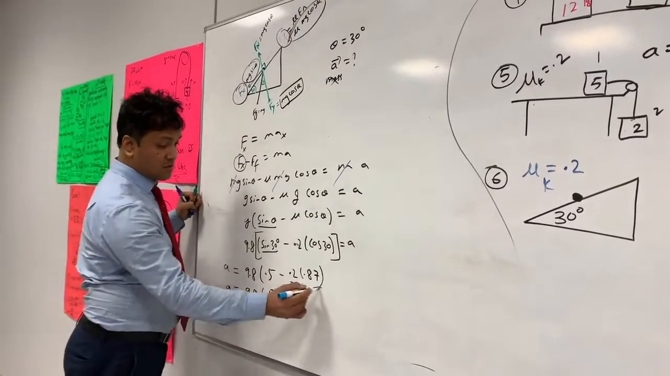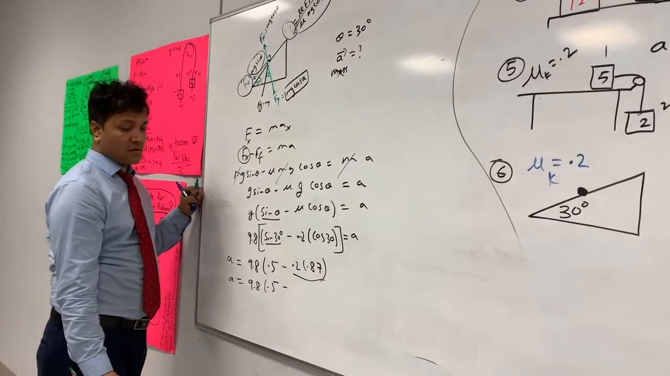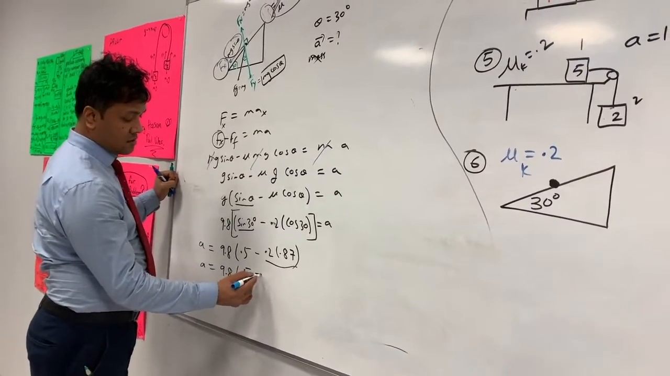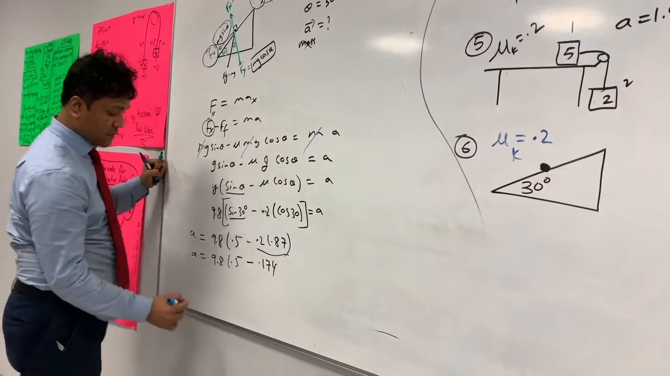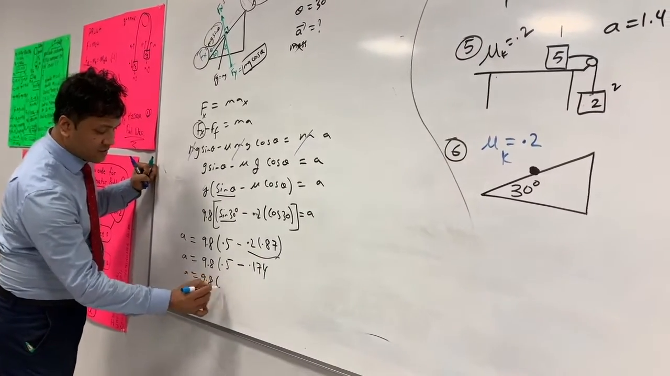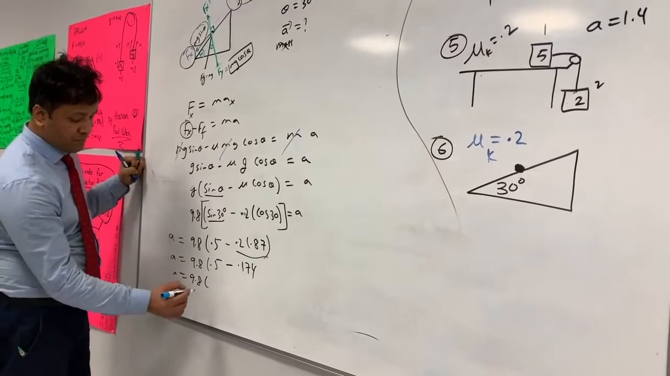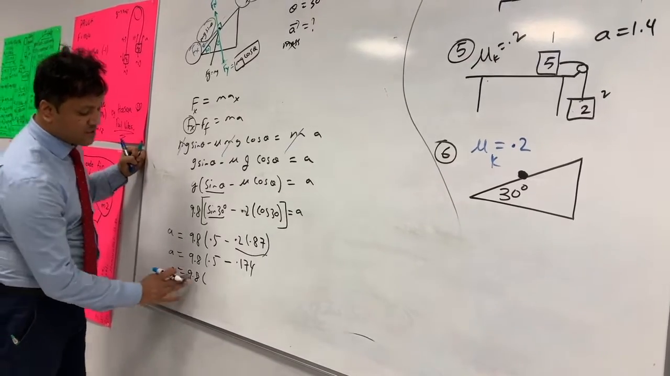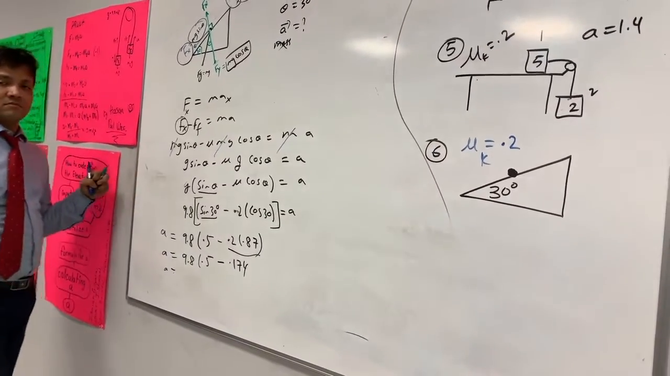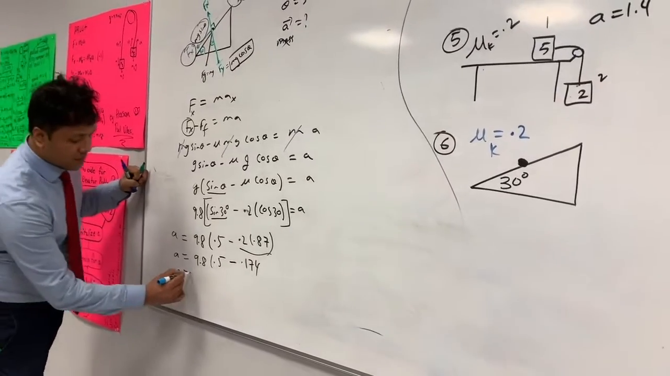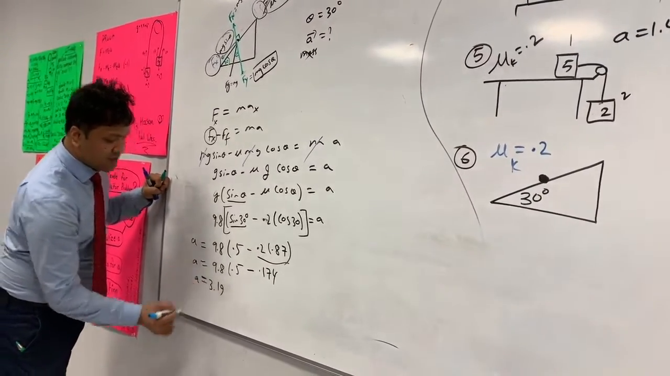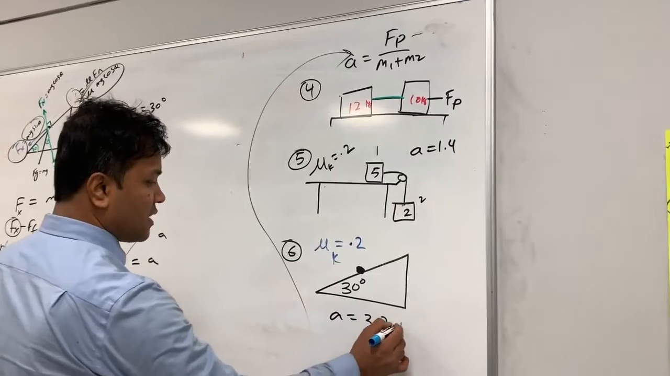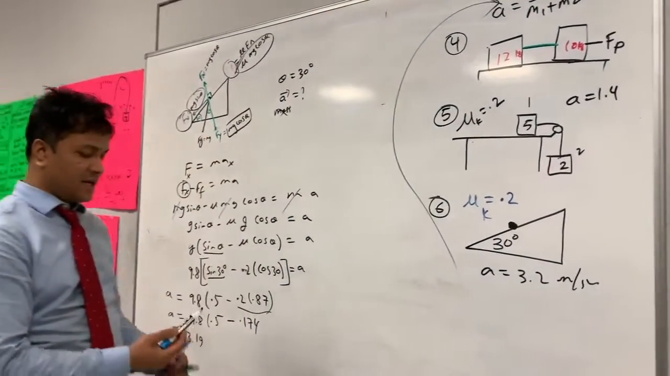Let me see. 0.2 times 0.87 is 0.174. So the acceleration is 9.8 times the difference, which is 3.19. So the acceleration of this system is 3.19, or 3.2 meters per second squared. So that's how you're gonna find the acceleration of this system.